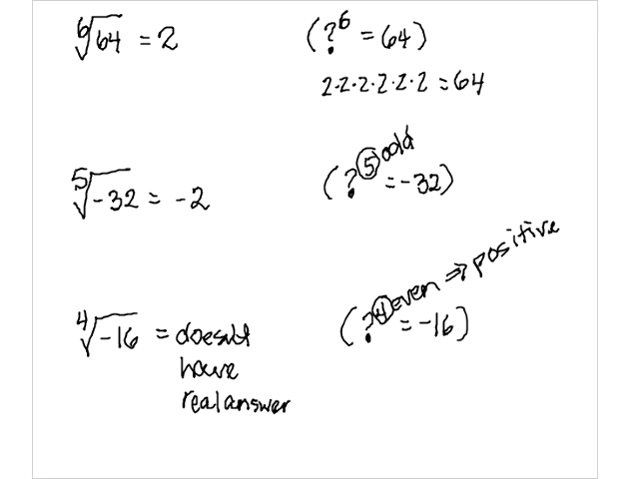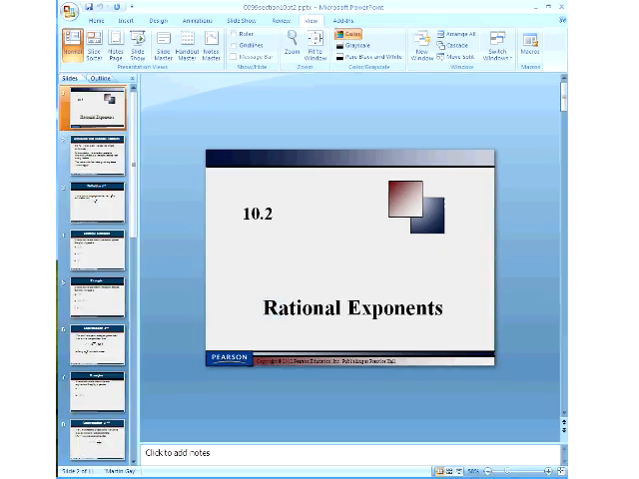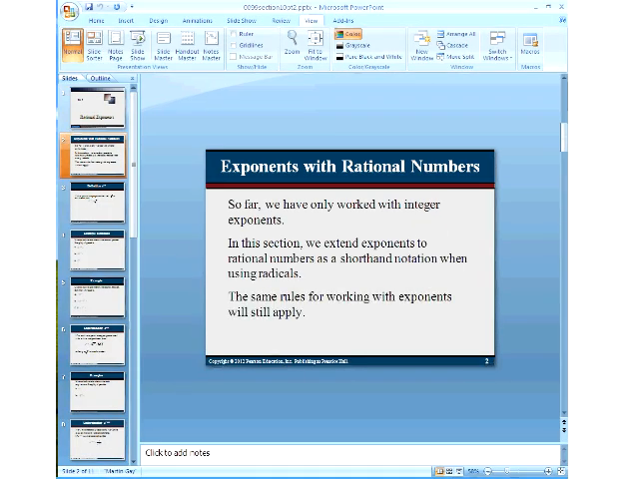Okay, so that's pretty much everything there is to know about 10.1. Now let's talk a little bit about 10.2. 10.2 takes it just a little bit further into what we call rational exponents. And remember, we just finished studying rationals, which means they're fractions. So we're talking about exponents that are fractions.